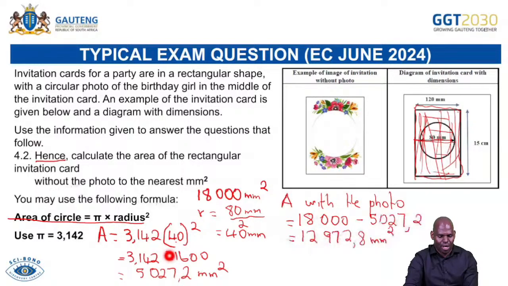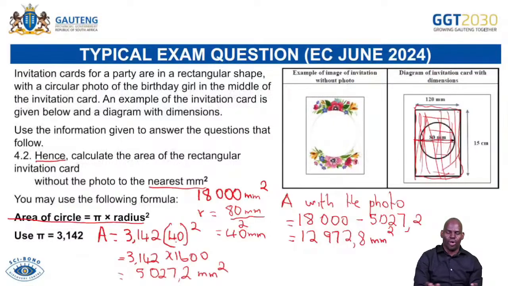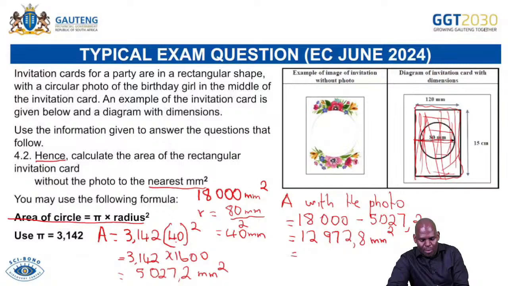The examiner says, without the photo, to the nearest square millimeter. Boys and girls, it's very, very important. Please do not make a mistake by not reading the whole question. I almost missed this one where we say to the nearest millimeter squared. It means you need to round it off to the nearest whole number. If I look at this one, it's 8. Once this is 5 or more, this will change to 3. But if this was less than 5, this will remain as 2.